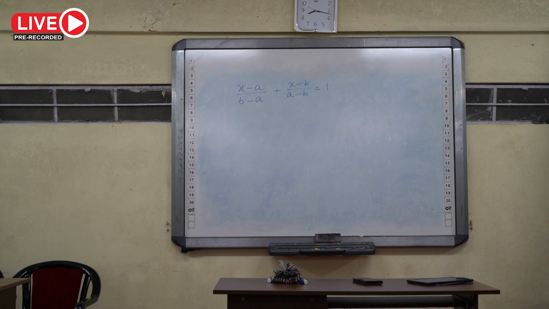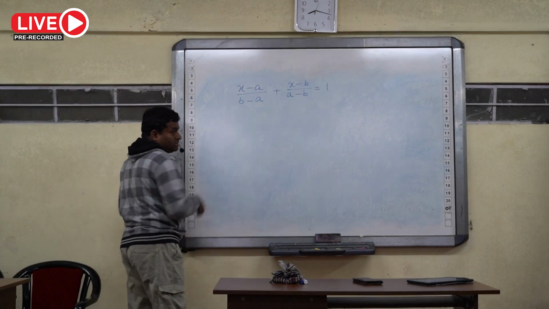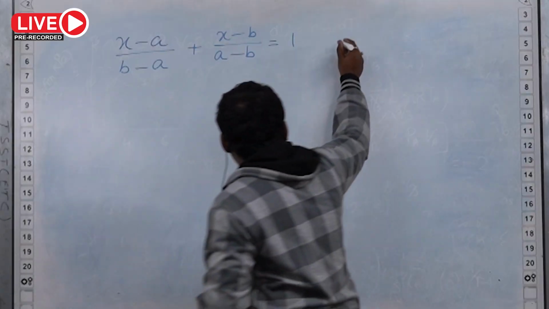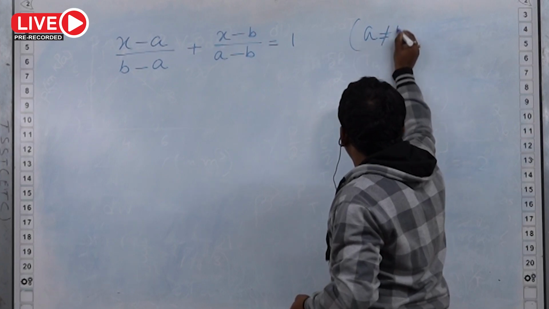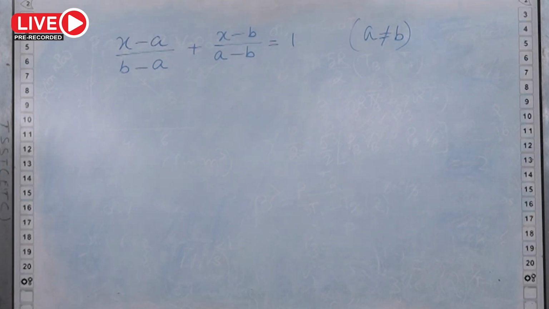A and B are not equal. It is also given that A and B are not equal, such that this situation will not arise where this is undefined, that is undefined. It is given that A is not equal to B. Okay, is it a linear equation or quadratic? Linear, because the maximum power of x will be 1. Okay, fine.